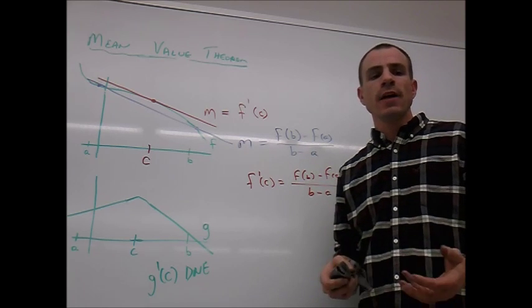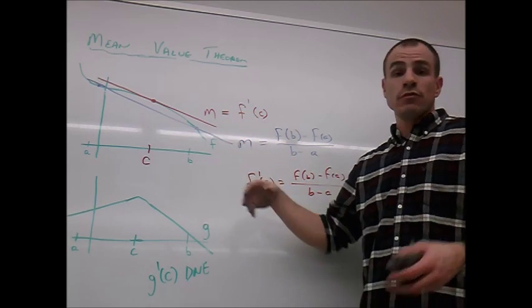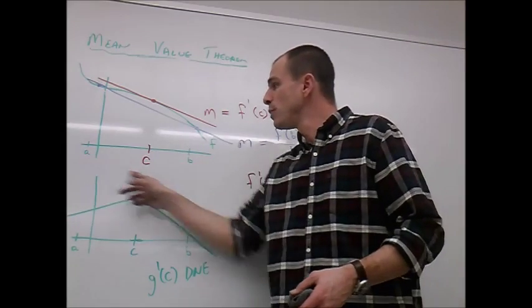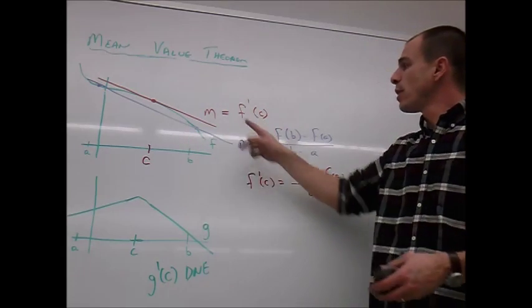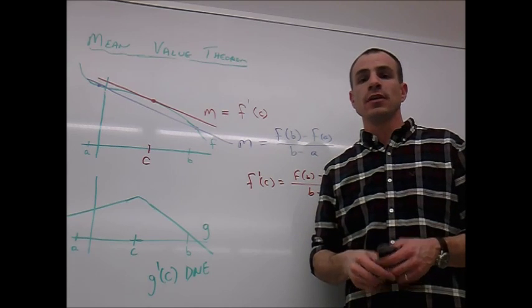Okay, so the mean value theorem says that, guess what? The derivative of the function, which we may not know anything about, at some point in the interval, because remember, c has to be between these two, the derivative at some point will be equal to the slope of the secant line.